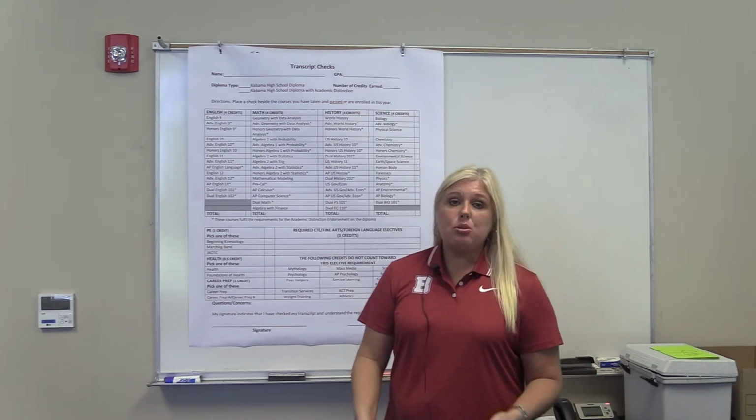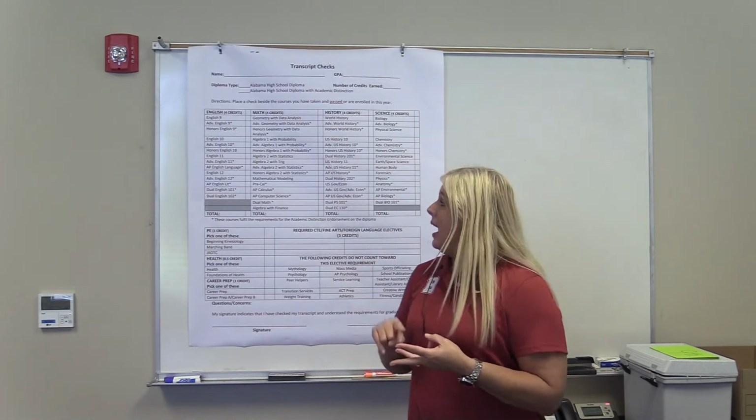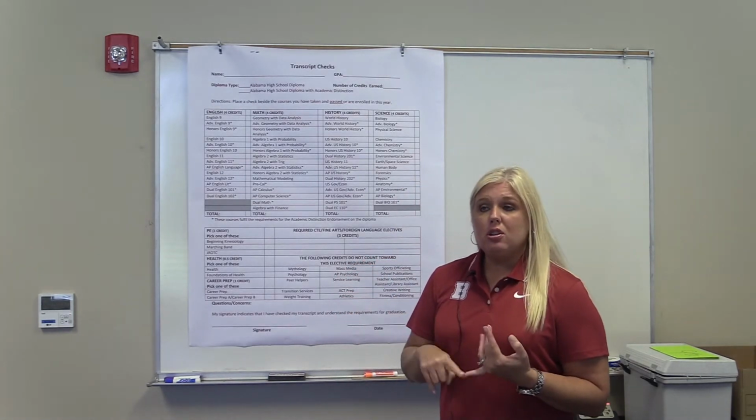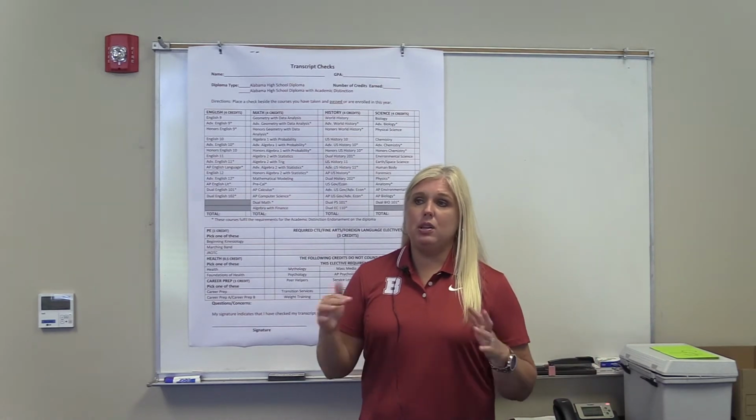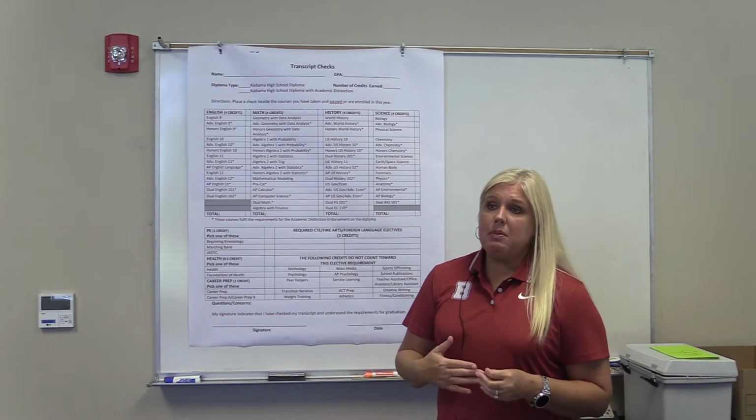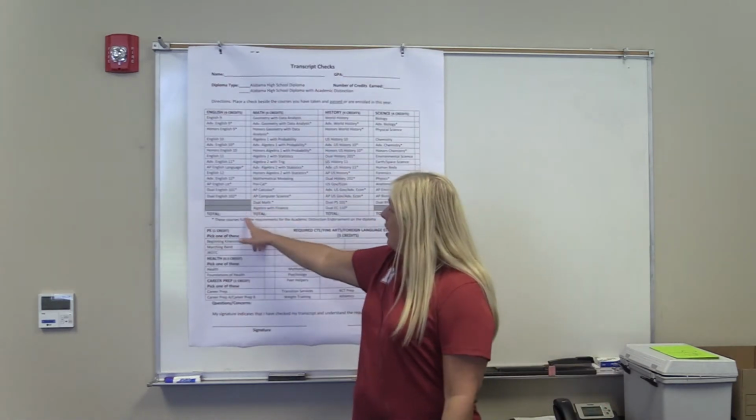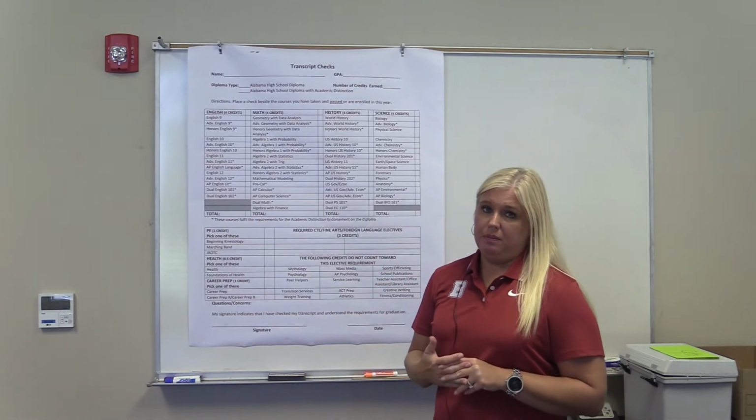English 12, you have English 12, Advanced English 12, AP English Literature, Dual Enrollment English 101, or Dual Enrollment English 102 would count for your English 12 credit. So you're going to want to count how many you have, tally those up, and under the total box, you're going to write the total number there.